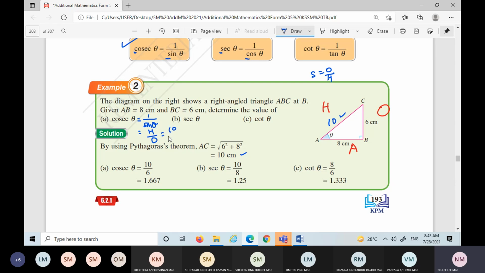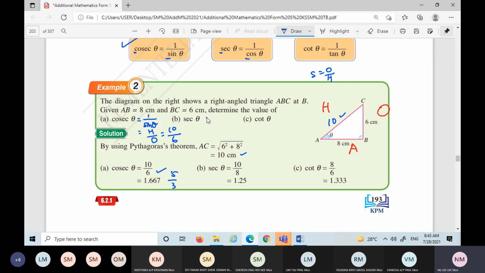H is 10 and O is 6, so this is the answer. Then simplify it or write it as a decimal. I would prefer to write it as a fraction because this is an infinite decimal. But I have to simplify it, so it's 5 over 3, the answer.